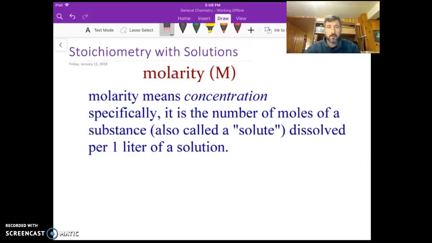Okay, so today we're talking about molarity so that we can do stoichiometry with aqueous solutions. So go ahead and write down the notes on the page and then continue the video so I can explain.